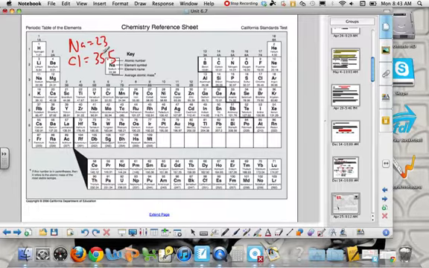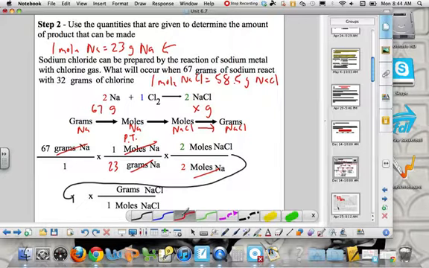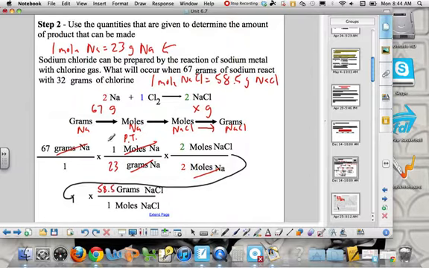So for NaCl, I have 23 and 35.5. I just want to add these together to get 58.5. So my conversion for this step is that 1 mole of NaCl is equal to 58.5 grams of NaCl. And that's what I want to plug in here. So I want to put the 1 next to the mole because that's what I have. And up on top, we just calculated that it was 58.5 grams of NaCl.